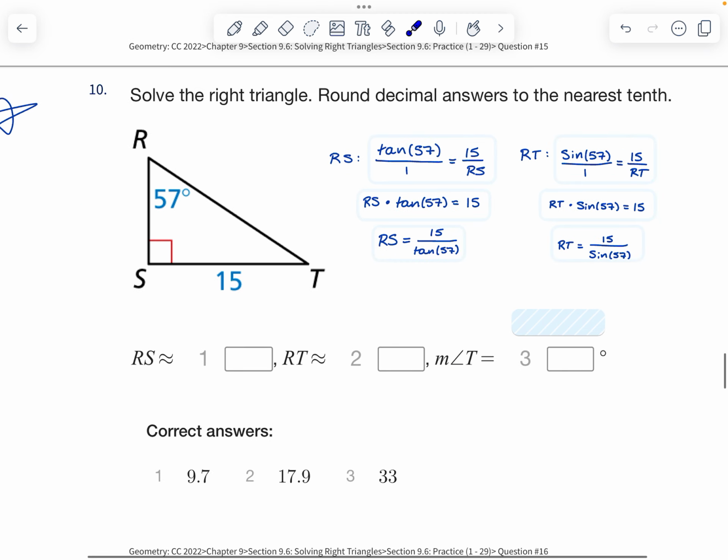Same thing for the last angle, right? All of these have to add up to 180. That means that that last angle has to be 33.